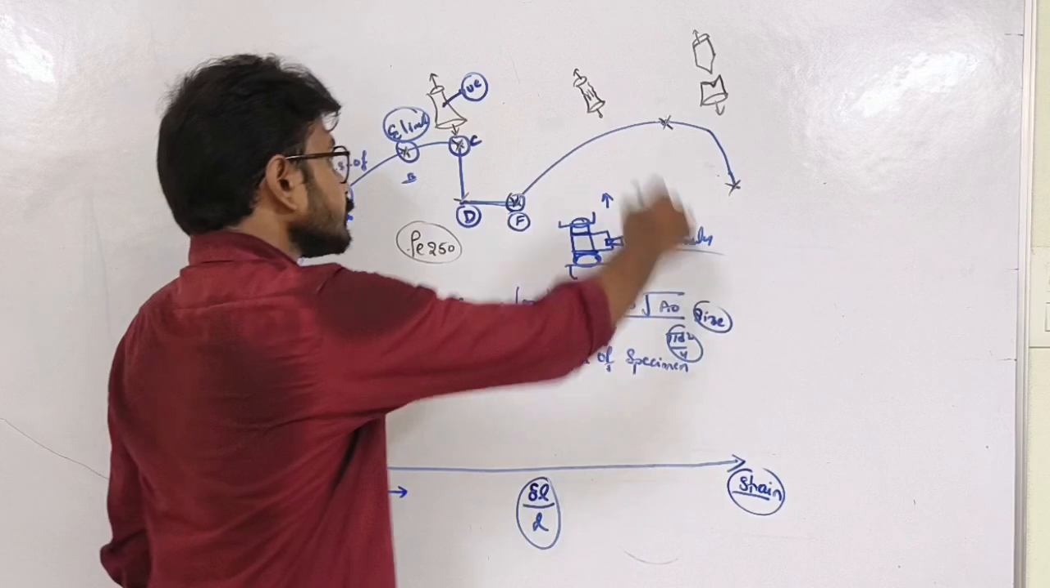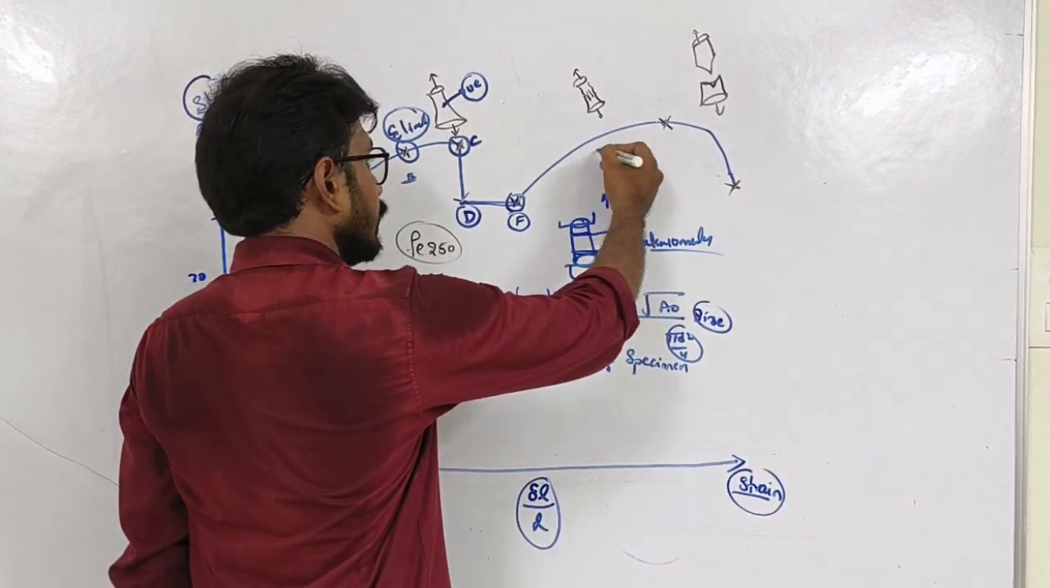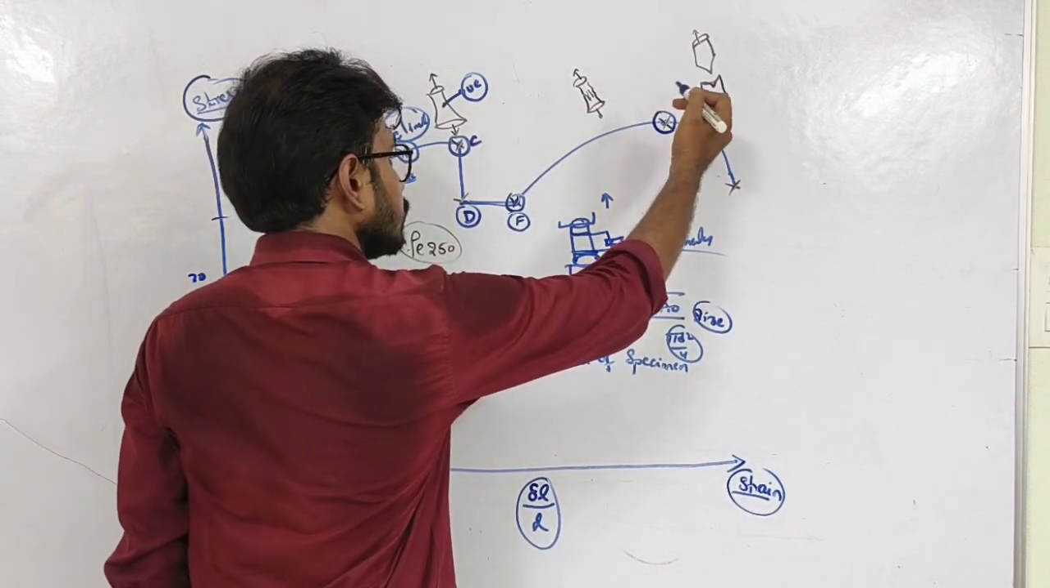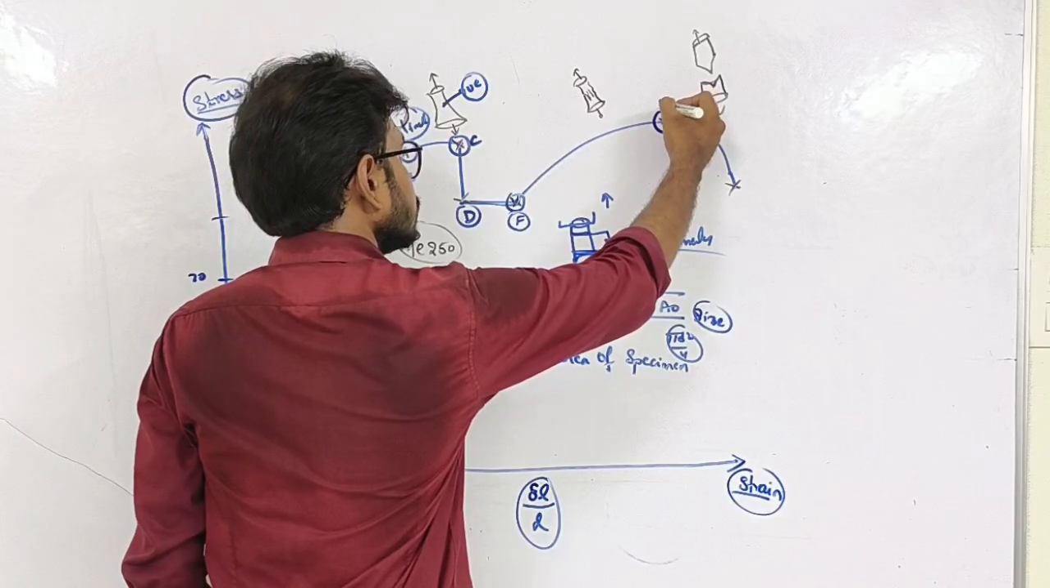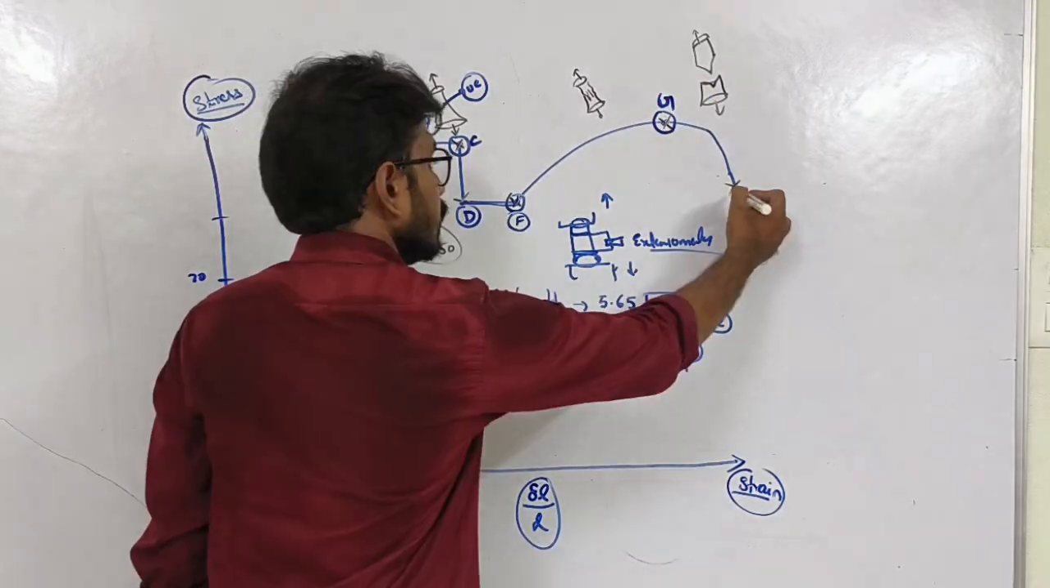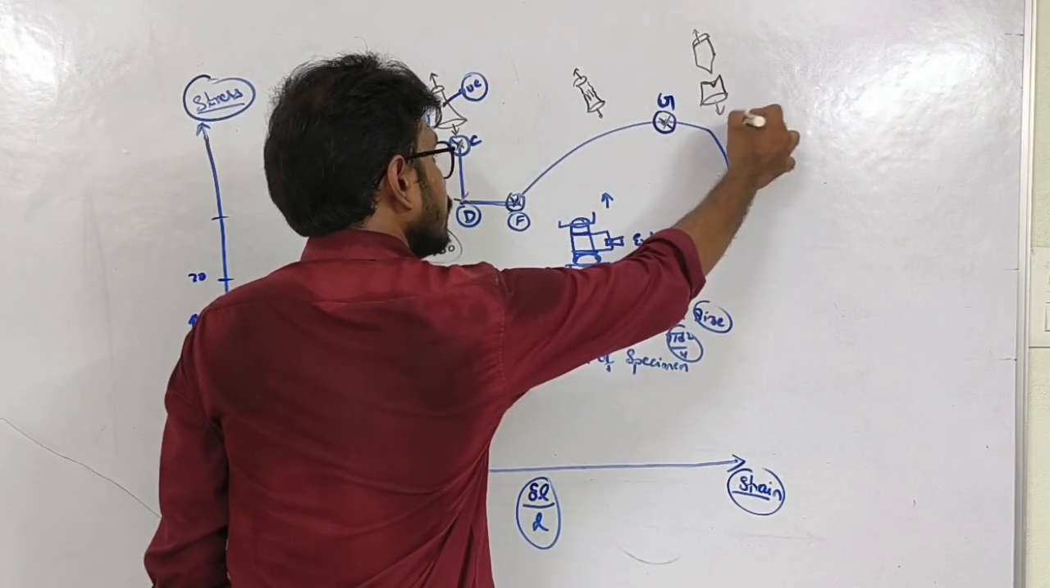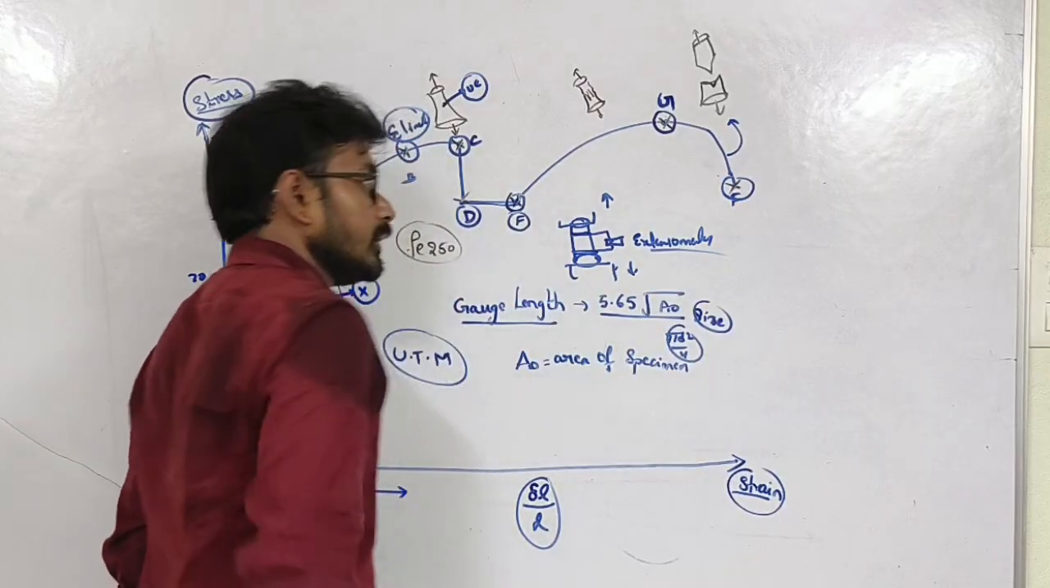After this point we will go to another point called the ultimate point. This is indicated by G, and next we will see a cup and cone failure at a point called the breaking point, F.